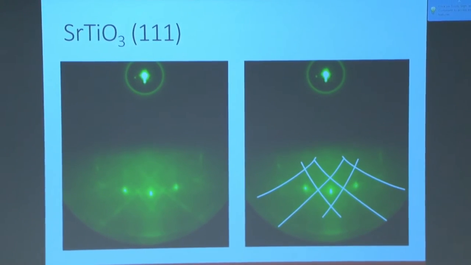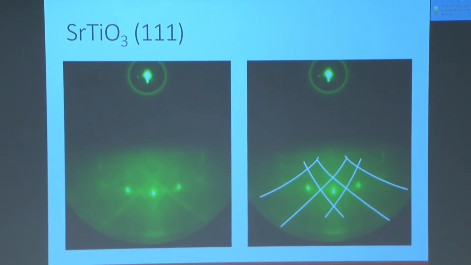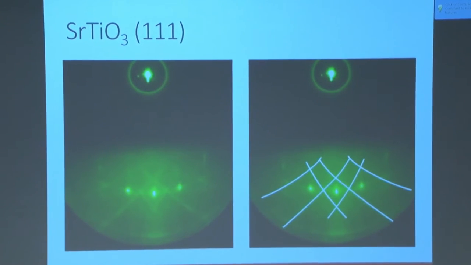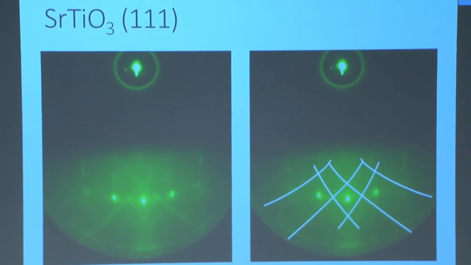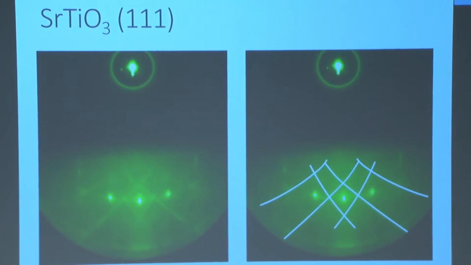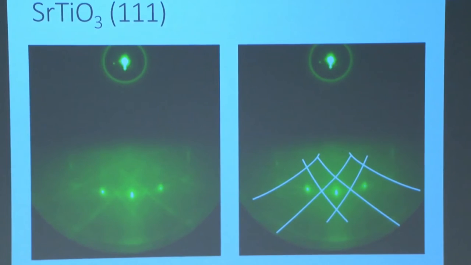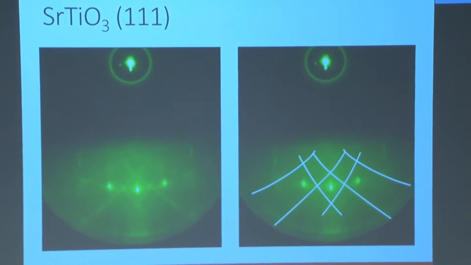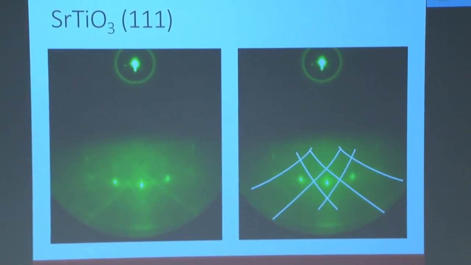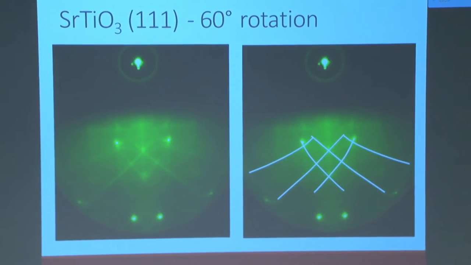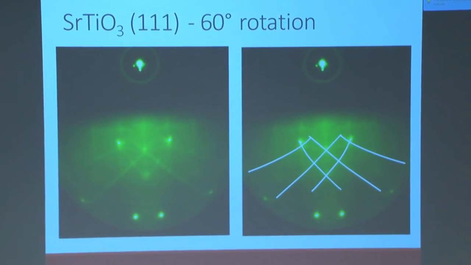Experimentally, we tested this on the strontium titanate perovskite structure that is commonly used as a substrate for superconductor growth. This is the 111 crystal structure. And what we see is that when we plot out the Kikuchi lines of the substrate, and after we rotate the substrate by 60 degrees, we obtain a similar pattern.